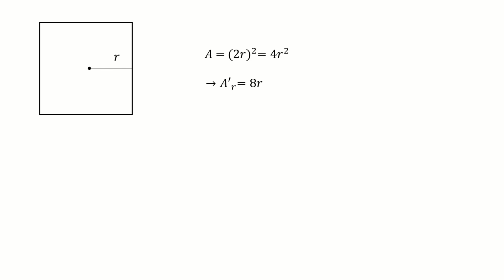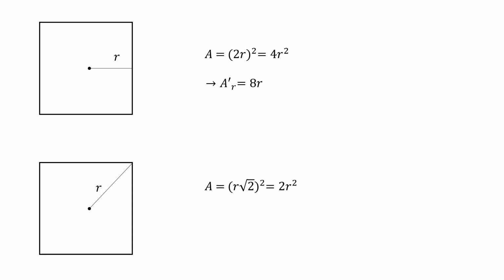But what if you define the radius of the square like this? Then each side of the square is going to be r root 2, and the area is going to be 2r squared. In this case, the derivative with respect to r is going to be 4r, which is not equal to the perimeter of the square.